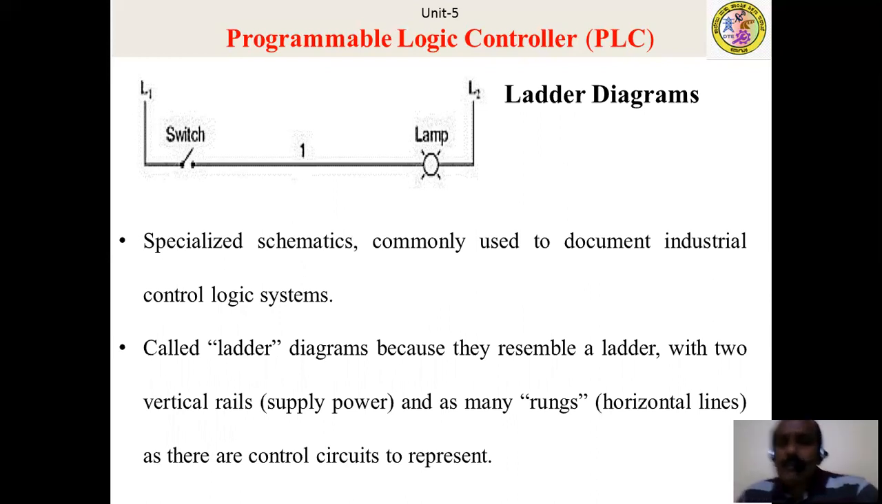Coming to the ladder diagram, it is a special schematic which is mainly used to document industrial control logic systems. The programming in PLC is called a ladder diagram because it resembles a ladder, with two vertical rails L1 and L2, and as many rungs or horizontal lines to control circuits. It has several horizontal lines to represent the control circuit.